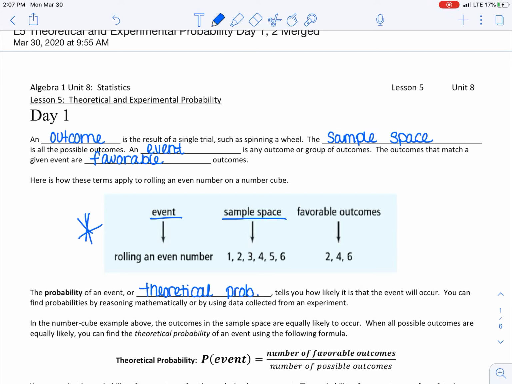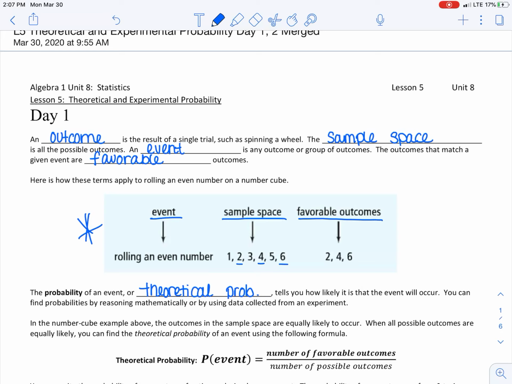Now, the sample space is all possible outcomes. So what that means is if you roll a 6-sided die, your outcomes are 1, 2, 3, 4, 5, or 6. Okay? Now, of those outcomes, the only ones that are actually even are 2, 4, and 6. So those are your favorable outcomes. That's what you want to roll whenever you roll your die in order for it to be an even number.